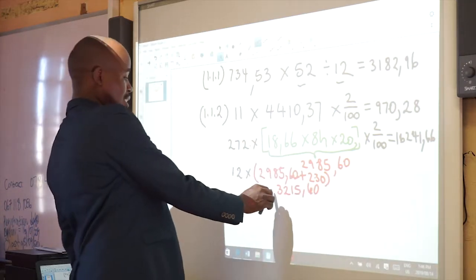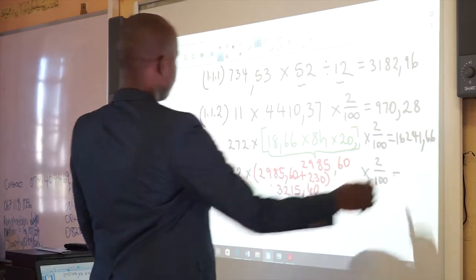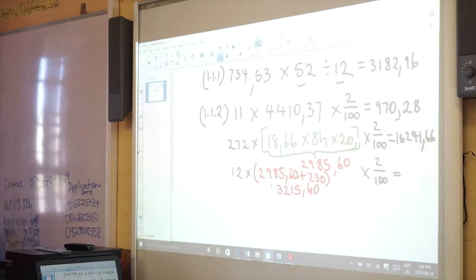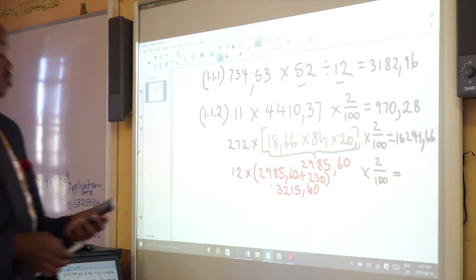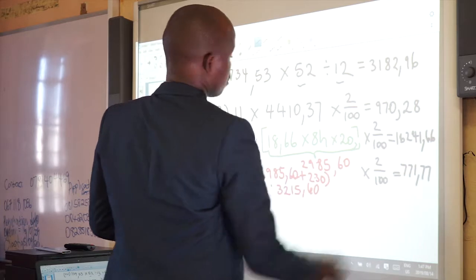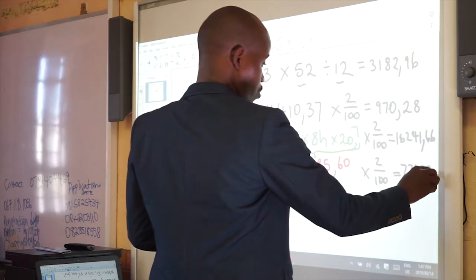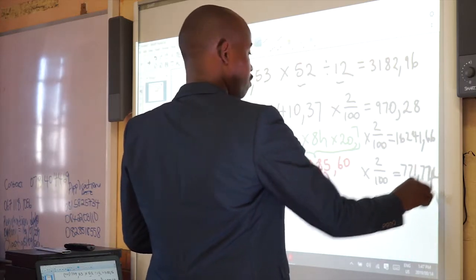Now let's multiply this by 2%. So 12 supervisors times this salary times 2/100. 12 supervisors times 3,215.60. This will give you a total salary of supervisors of 38,587 rand 20 cents, multiplied by 2%. Alright, 771 rand 74. Right, 744.